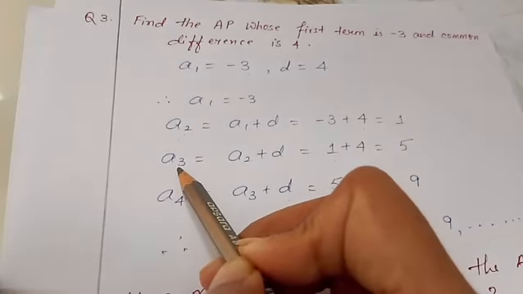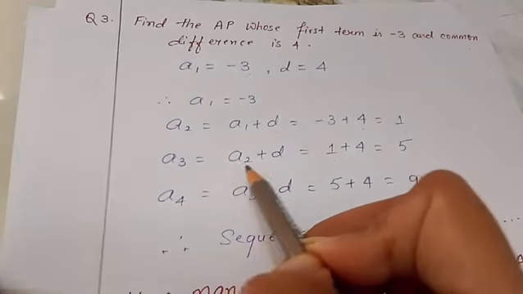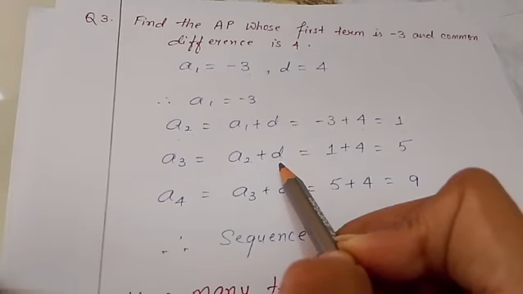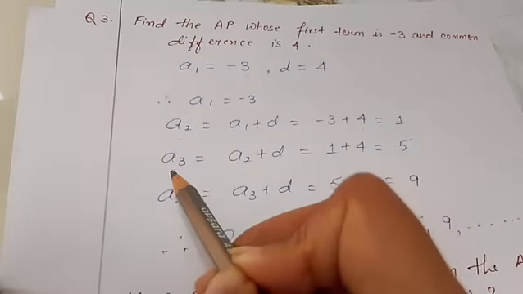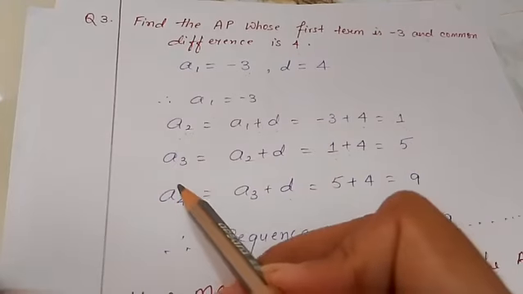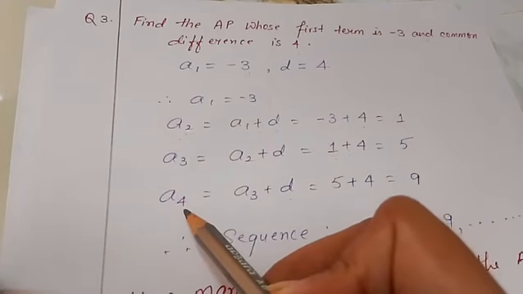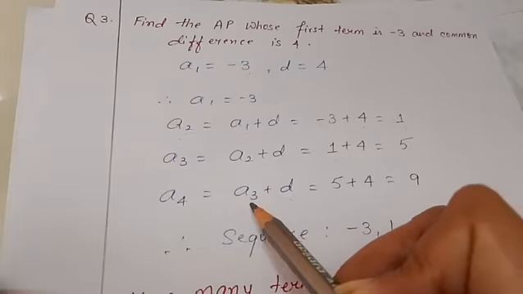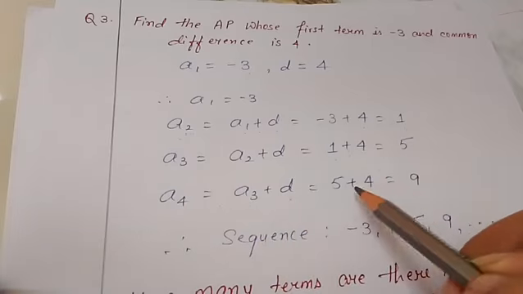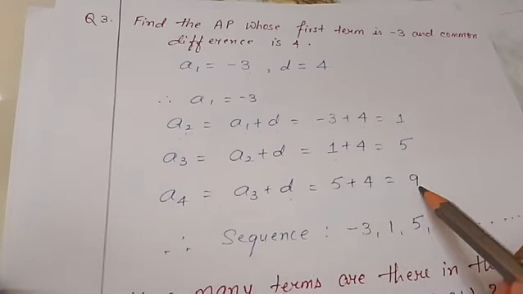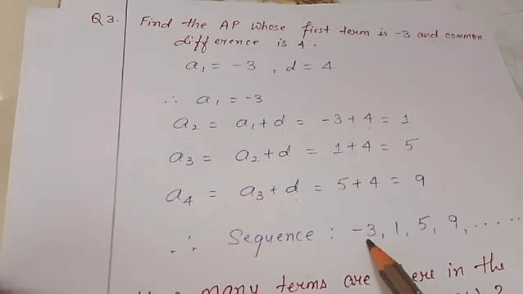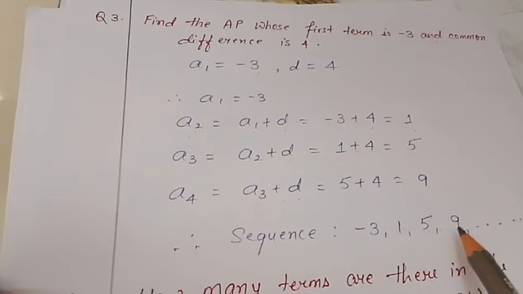Third term n is equal to 3. a3 is equal to a2 plus d. Substitute the value of second term and common difference which is 1 plus 4. Therefore, a3 is equal to 5. Fourth term n is equal to 4. a4 is equal to a3 plus d. Substitute the value of third term and common difference which is 5 plus 4 is equal to 9. a4 is equal to 9. Therefore, sequence are minus 3, 1, 5, 9 and so on.